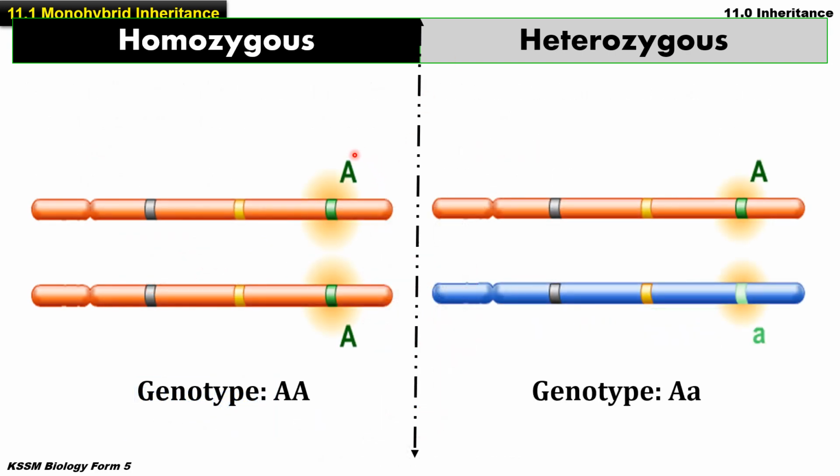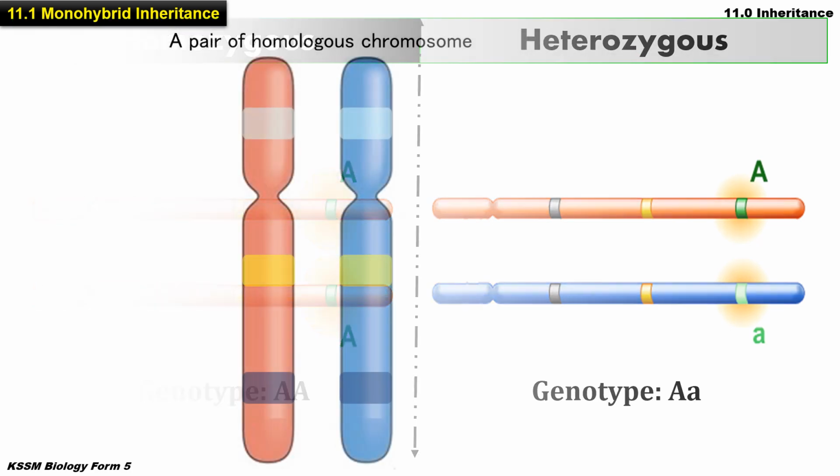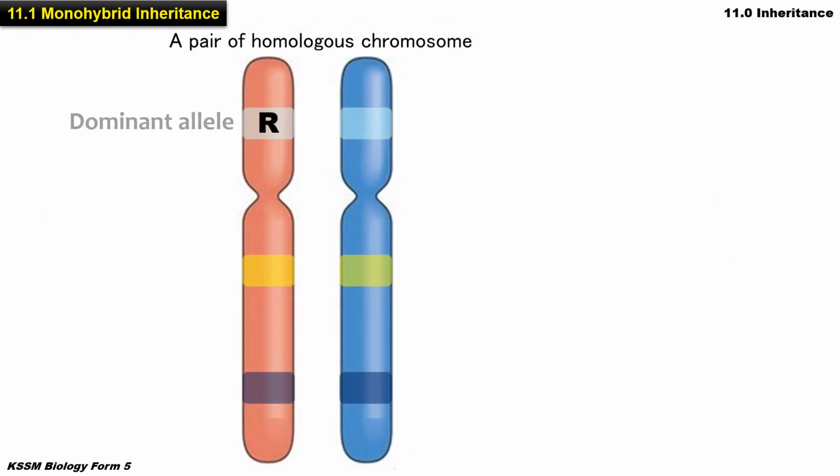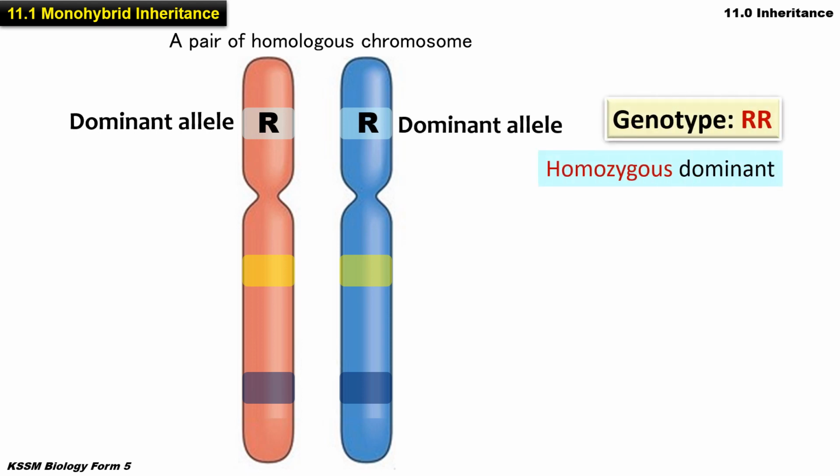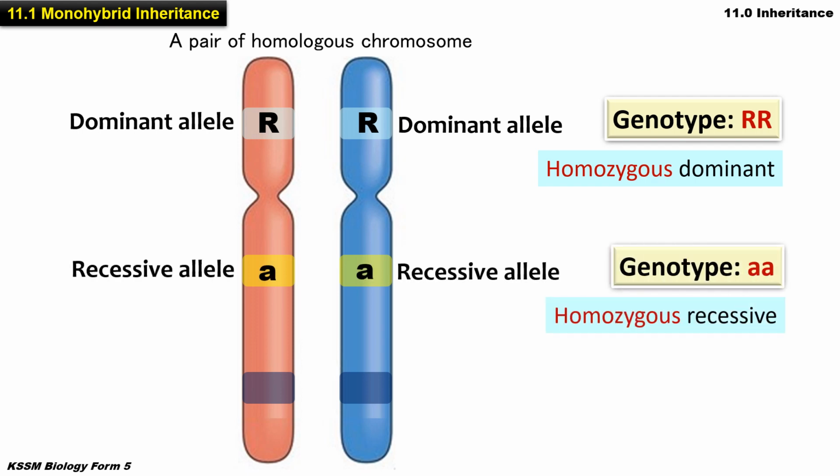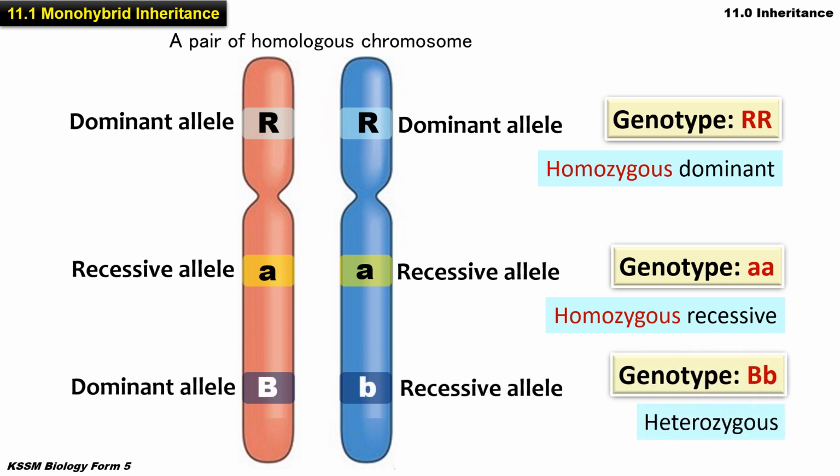So, tengok sini. A besar, A besar. So, the same genotype. This is the homozygote. A besar, A kecil, different. Satu dominant, satu recessive is the heterozygote. Baik. Okay. Dominant allele, dominant allele. So, ini ialah homozygous dominant. Recessive allele pun sama homozygous recessive. Dominant and recessive is heterozygote. Boleh?